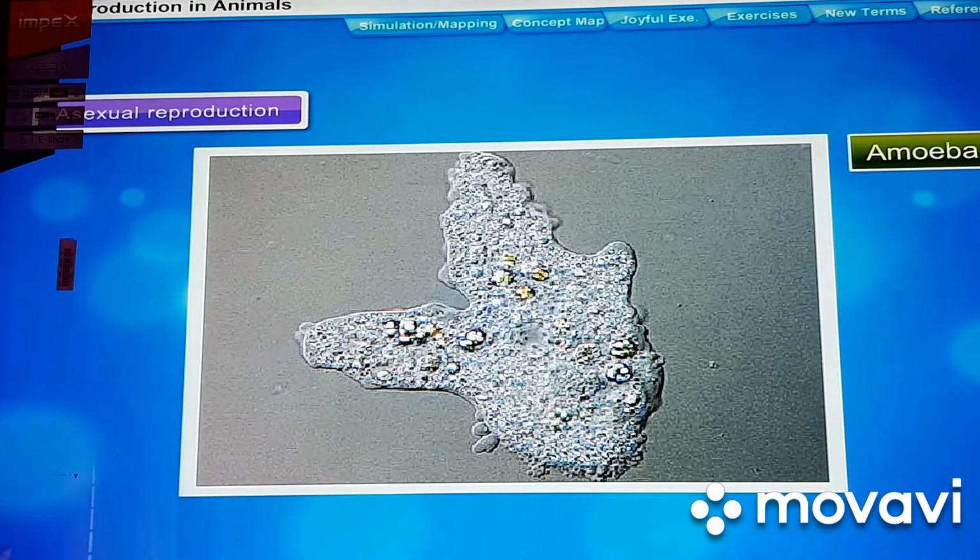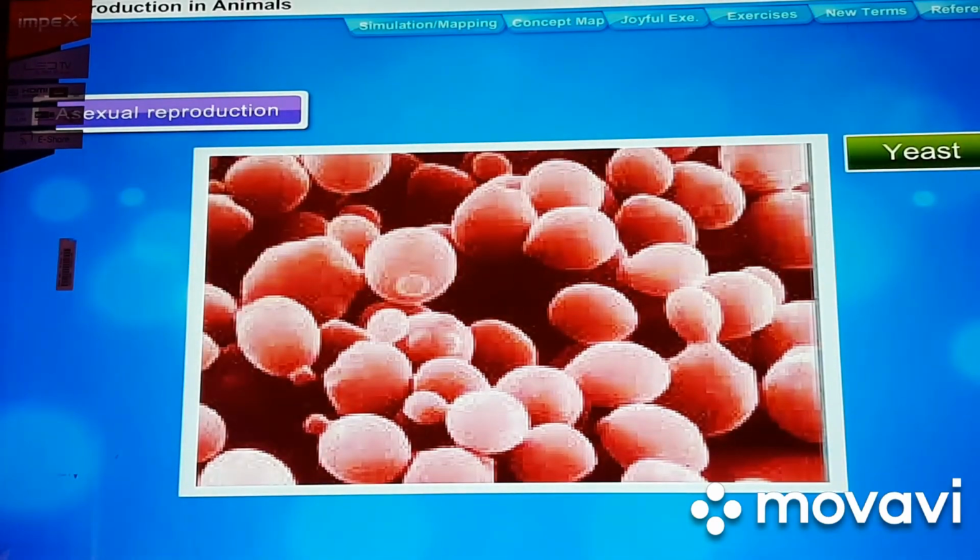Asexual reproduction: the production of new animals from a single parent without the involvement of gametes is called asexual reproduction. Since fusion of gametes is not involved, zygotes are not formed in asexual reproduction. The young ones produced are the exact copy of their parents. Amoeba, hydra, yeast, etc. reproduce by asexual reproduction.